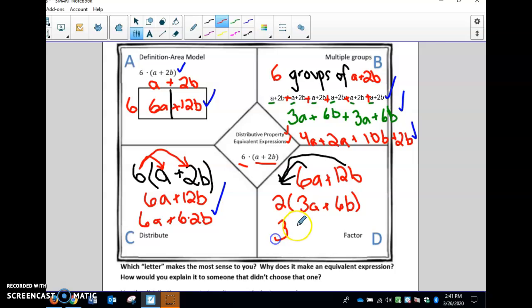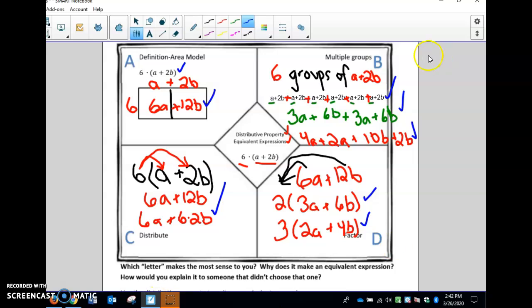So if I'm thinking about it with 3, I've got 3 times what gets me to 6a? Well, that's going to be 2a, because 3 times 2 is 6. And then 3 times what gets me to 12b? Well, that's going to be 4b, because 3 times 4 is 12. Now notice I can use that idea of factoring to create 2 other additional expressions.